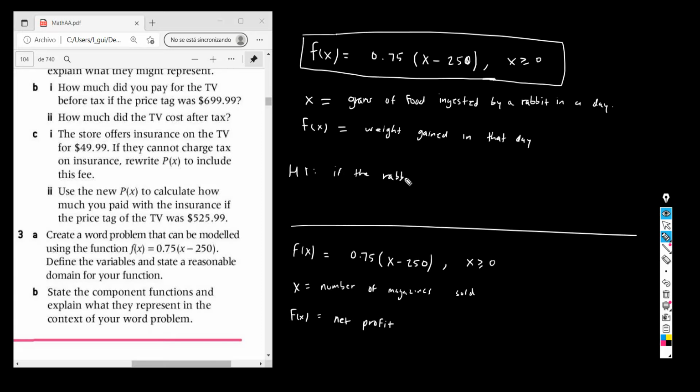If the rabbit took in 250 grams, then the gain is 0. The weight gain is 0, right? Because there must be a balance.